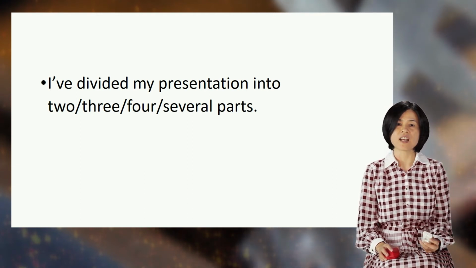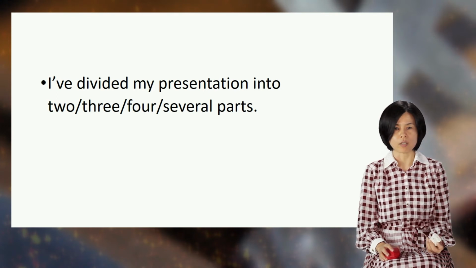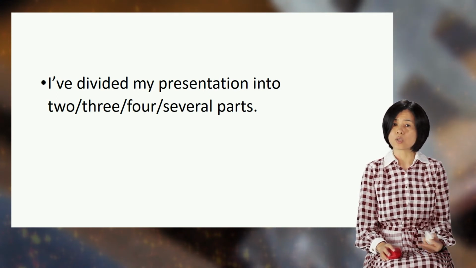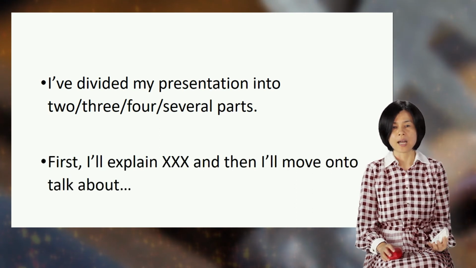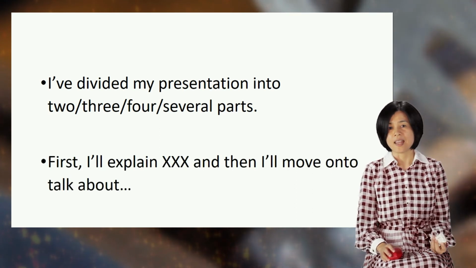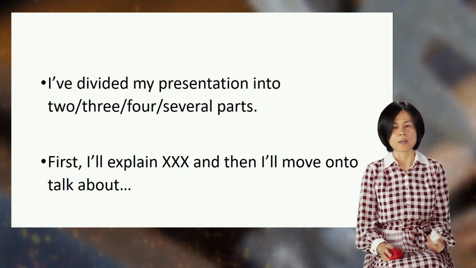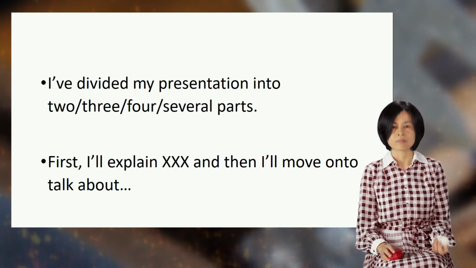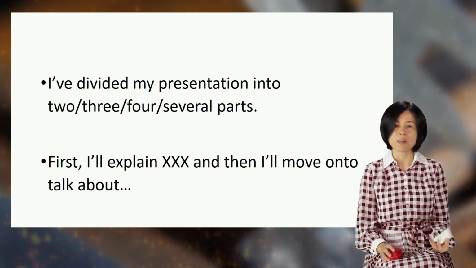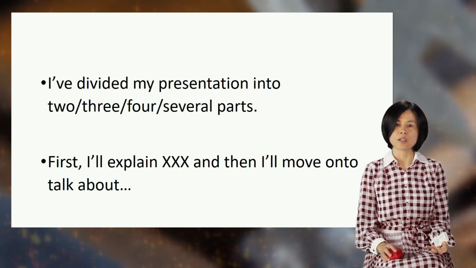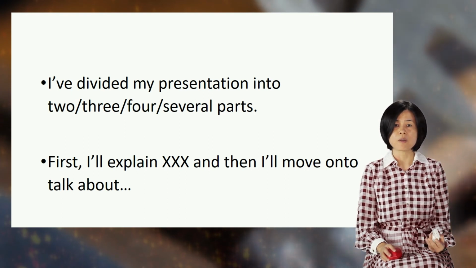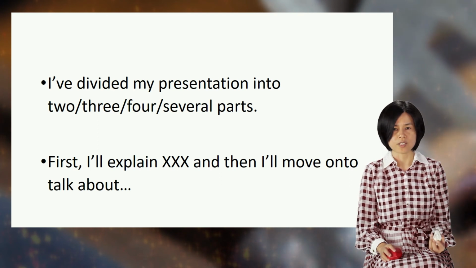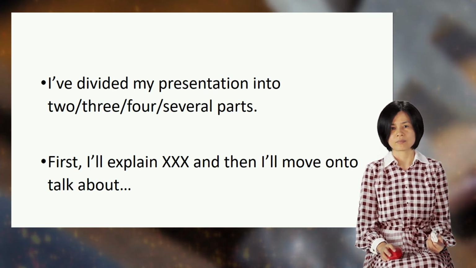Okay, after telling the audience how many parts are in the talk, next, you probably want to further explain your structure. Then you may use a sentence like, "First, I will explain something, and then I will move on to talk about the other thing." This is a very typical structure. First, second, and so on.